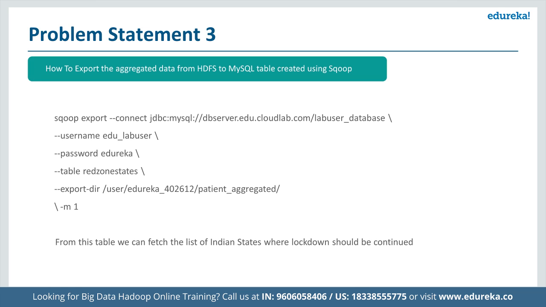So now all you have to do is export the aggregated data from HDFS to the MySQL table that you've just created using Sqoop. For that, you need to run this particular command. Now I have already done it, and then you can go ahead and verify if your data is loaded into your MySQL table. From that table, you can fetch the list of Indian states where the lockdown should be continued.